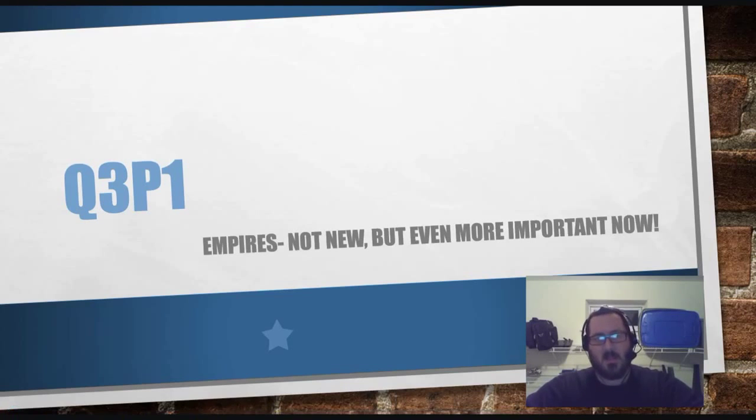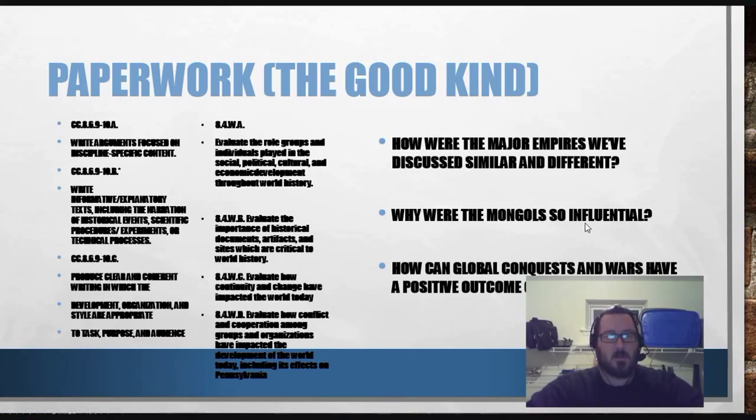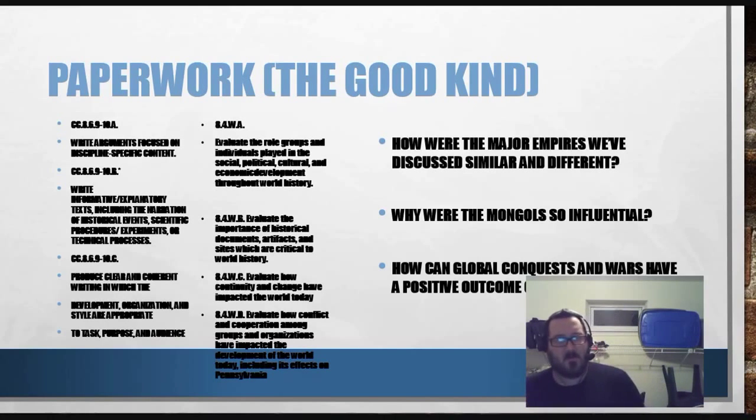Well, before we get into that, let's start with just the good paperwork stuff we need to do. Okay. So we're going to have to write assignments focused on discipline-specific content, which basically means we're going to do some writing on it, like we always do, nothing major. Informative explanatory text, including the narration of historical events, scientific procedures, experiments, all those things. Clear and coherent writing, all that good stuff. Now, that's just because we have to do a writing assignment like we do every time.